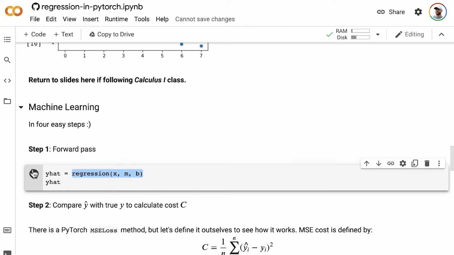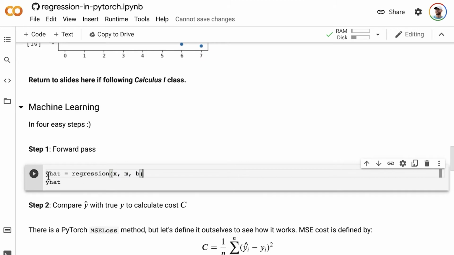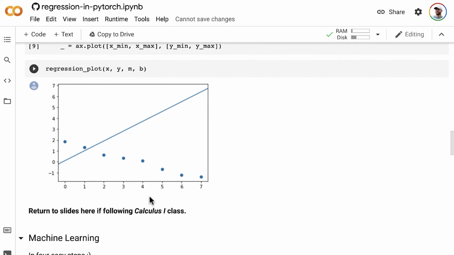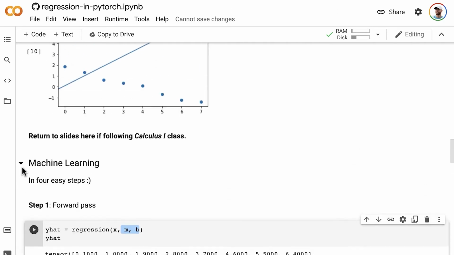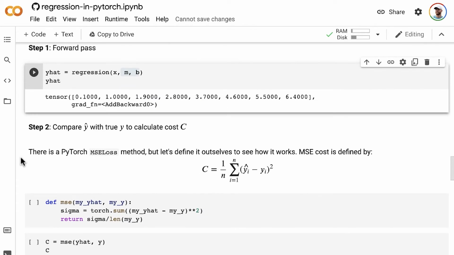So that captures the graph that we have here, m times x plus b. And that gives us our estimate of what y should be, our y hat. So for each of the 8 x values, 0, 1, 2, 3, 4, 5, 6, and 7, we now have an estimate of what y should be given our initially random m and b parameters. So we know from our line here that these estimates aren't very good, but let's quantify exactly how bad they are, how poorly they fit the data.